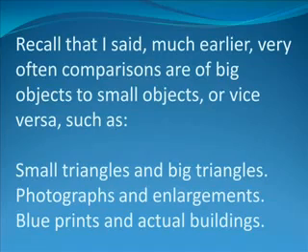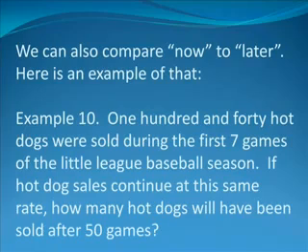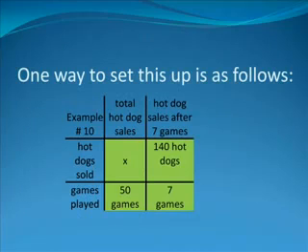Recall that I said much earlier, very often comparisons are of big objects to small objects, or vice versa. Small triangles and big triangles, photographs and enlargements, blueprints and actual buildings. We can also compare now to later, as I indicated earlier as well. Here is an example of that. Example 10. 140 hot dogs were sold during the first 7 games of the Little League baseball season. If hot dog sales continue at this same rate, how many hot dogs will have been sold after 50 games?